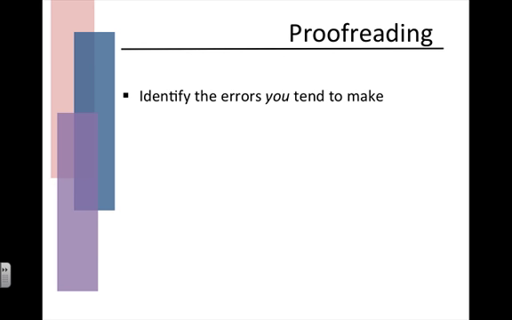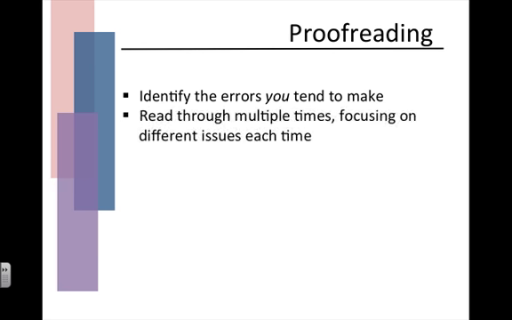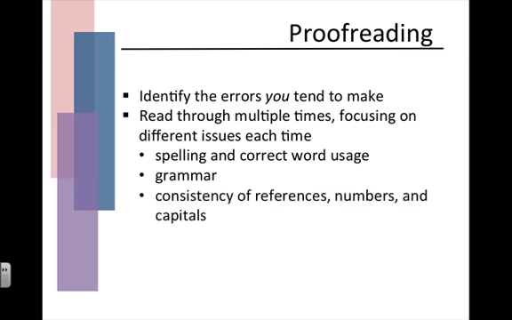And this is really about thinking about the errors that you tend to make. And you'll know yourself if there's something you particularly struggle with, if there's something that you need to go back over. So you should really try and read through the essay several times and try and focus on a different issue each time. So for instance, you might go back and check the spelling, your grammar, making sure that your references are consistent, that if you've used numbers in a certain way, that you use them that way throughout, whether you've written them out or whether you've written them as numerals, and whether you capitalise things consistently throughout your work.